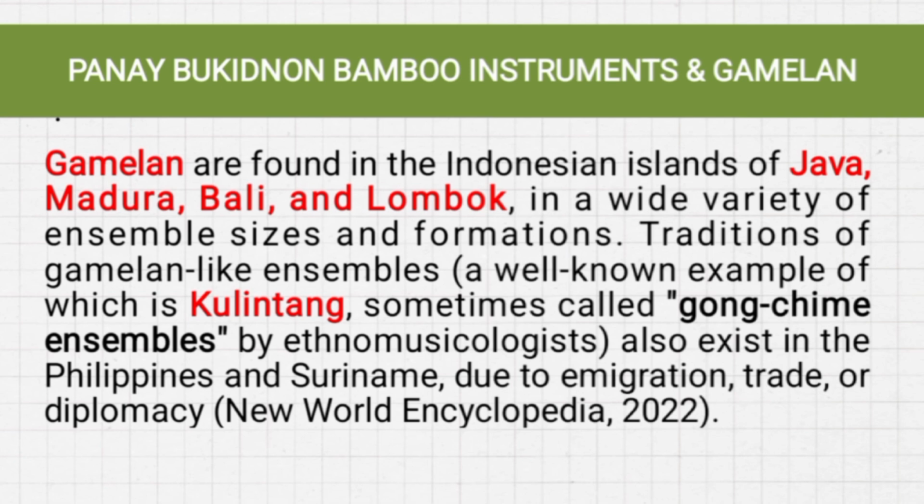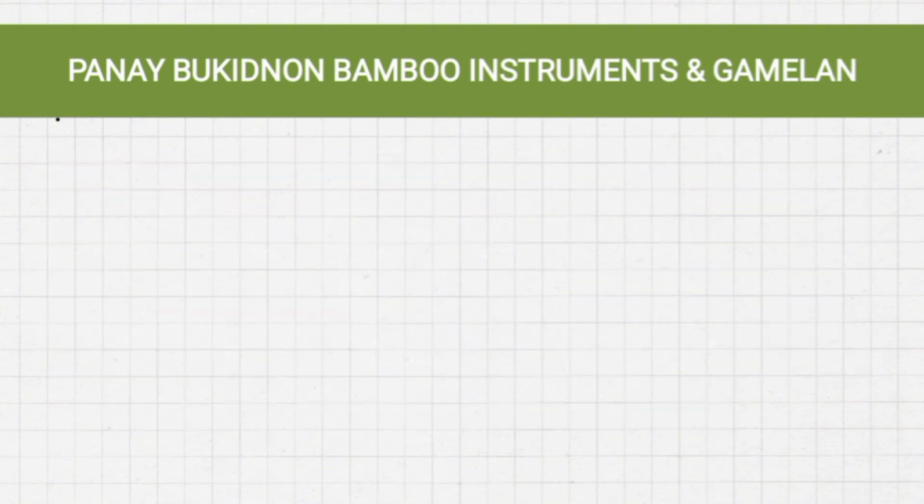Gamelan are found in the Indonesian islands of Java, Madura, Bali, and Lombok in a wide variety of ensembles, sizes, and formations. There are also gamelan-like ensembles, a well-known example of which is the kulintang, or gong chime ensembles, which ethnomusicologists note also exist in the Philippines and Suriname due to immigration, trade, or diplomacy. So that is where gamelan are found: Java, Madura, Bali, and Lombok. And one example of a gamelan-like ensemble is the kulintang or gong chime ensembles.